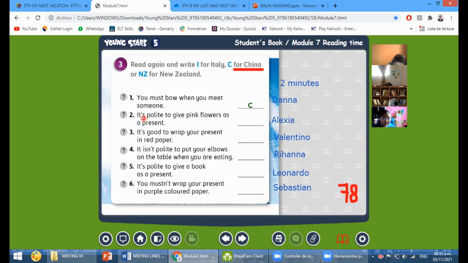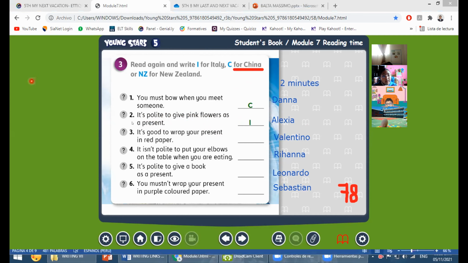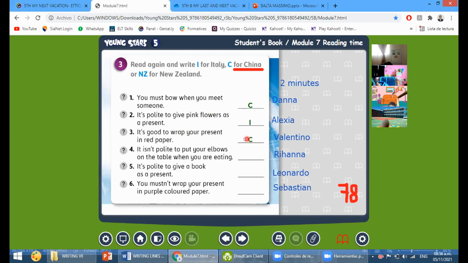Alexia, please, number 2. It's polite to give pink flowers as a present. It's for Italy. For Italy, yes, you're right. Good job. Valentino, tell me, 3. Teacher, my microphone is off. I don't know why this happens to me. It's good to wrap your present in red paper. China. Yes, for China. Thank you.